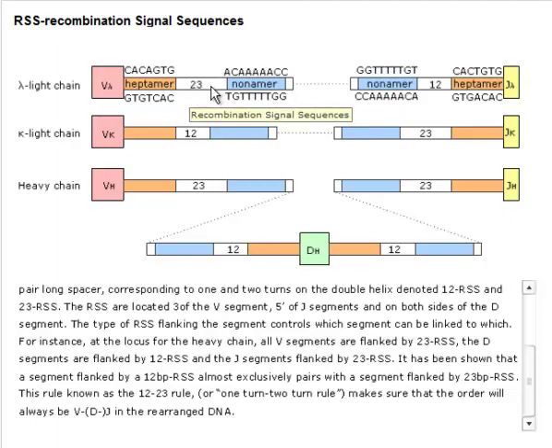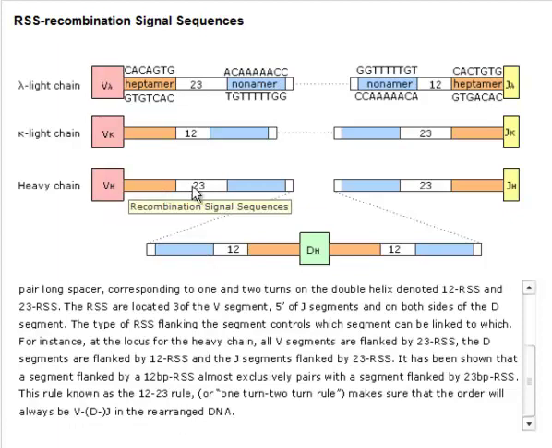You can see there are 23 bases between this one, and then there are 12 bases between this one. Interestingly, it's been shown that segments flanked by a 12 base pair RSS, the recombination signal sequence, almost exclusively pair with a segment that is flanked by a 23 base pair recombination signal sequence. This rule is known as the 12-23 rule, or the one turn two turn rule. And it makes sure that the order will always be V to D to J in the arrangement.